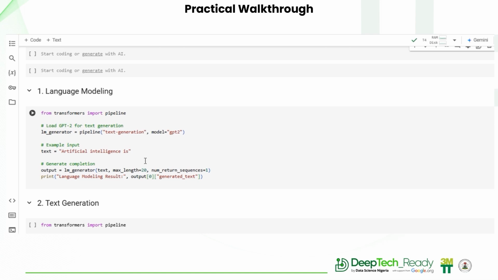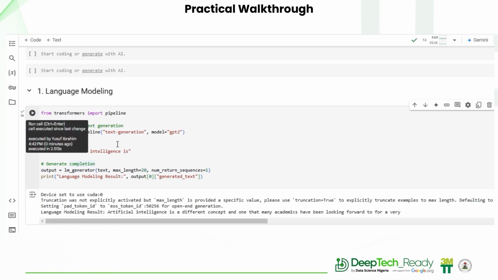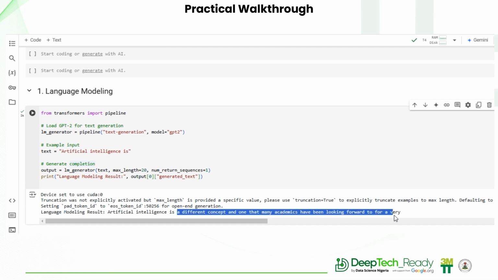So we have an input text here that says artificial intelligence is, and then we want to use this particular method, the language model generator, to complete that particular text for us. So once we do that, we run this. Let's see what happens. So it says artificial intelligence is, and it was able to complete this sentence, having a maximum length of 20. So it says artificial intelligence is a different concept and one that many academics have been looking forward to for a very blah, blah, blah.